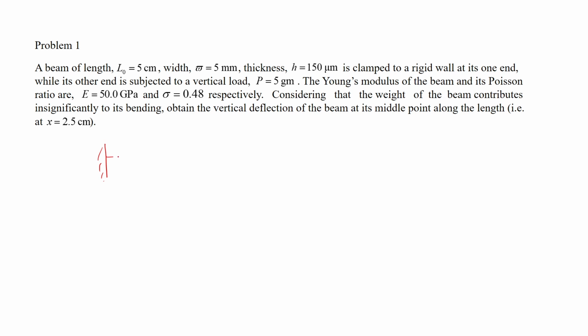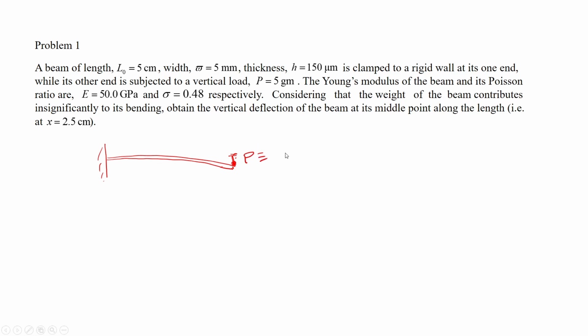If there is no load, the beam will be straight like this, but there is a load being applied over here. So the beam has some amount of bending, that is all it means. Let the load that has been applied be P. So, P is 5 grams.